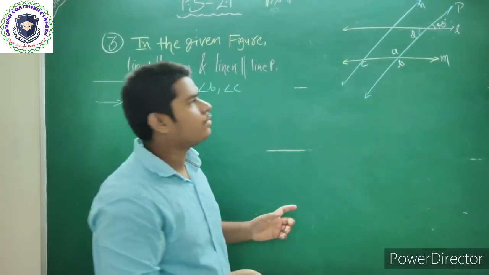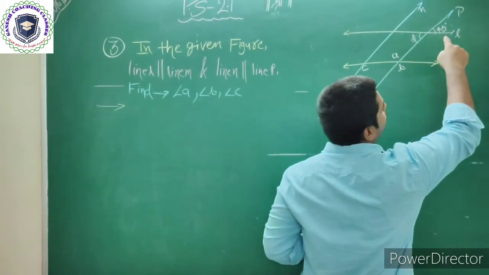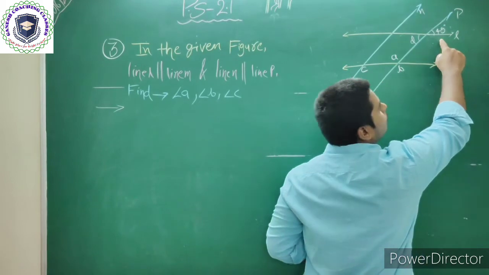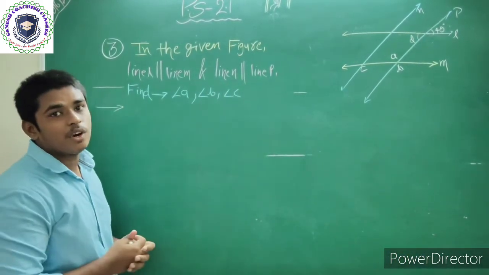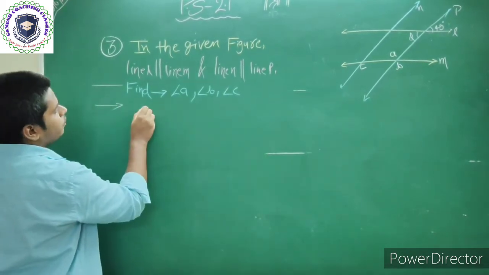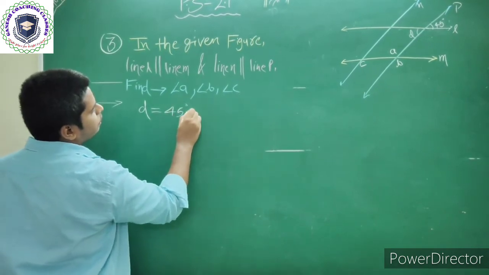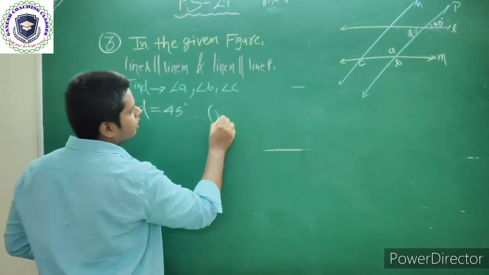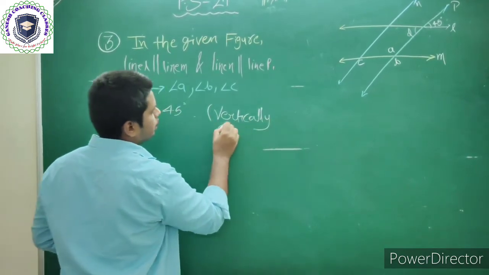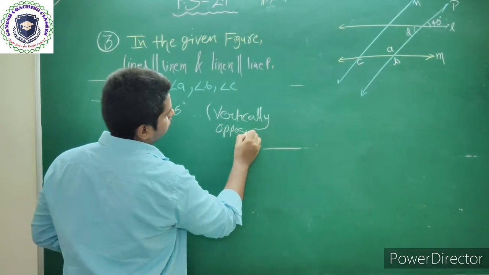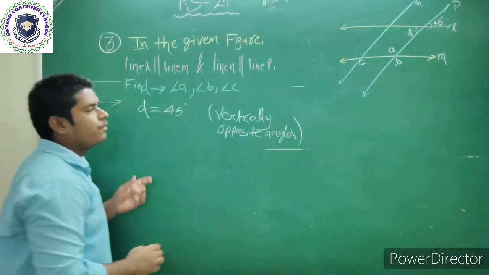Which relation do we see here between D and 45? It is clearly visible that an X is being made, so D and 45 degrees have the relation of vertically opposite angles. So here we can write directly that D is equal to 45. What is the reason behind this? We have to write: vertically opposite angles. So here we found the value of D.